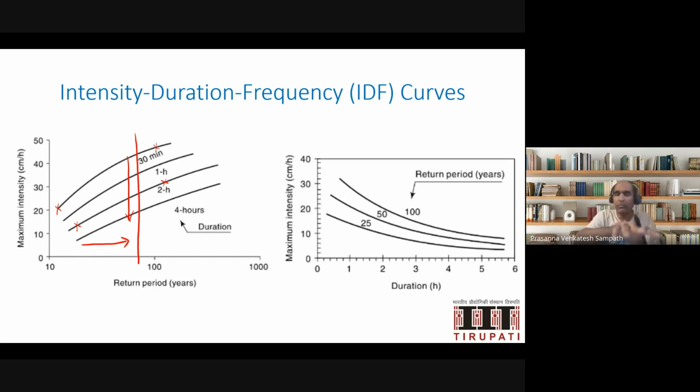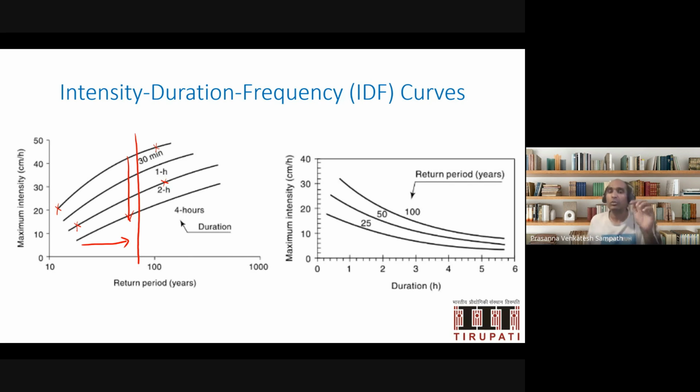Now, the same curve has been represented in a slightly different format. The y-axis remains the same, maximum intensity, the one on the right. And then instead of having different durations as the different curves, here I have different durations on the x-axis, and the different return periods are represented by different curves. Okay, it's the same logic.